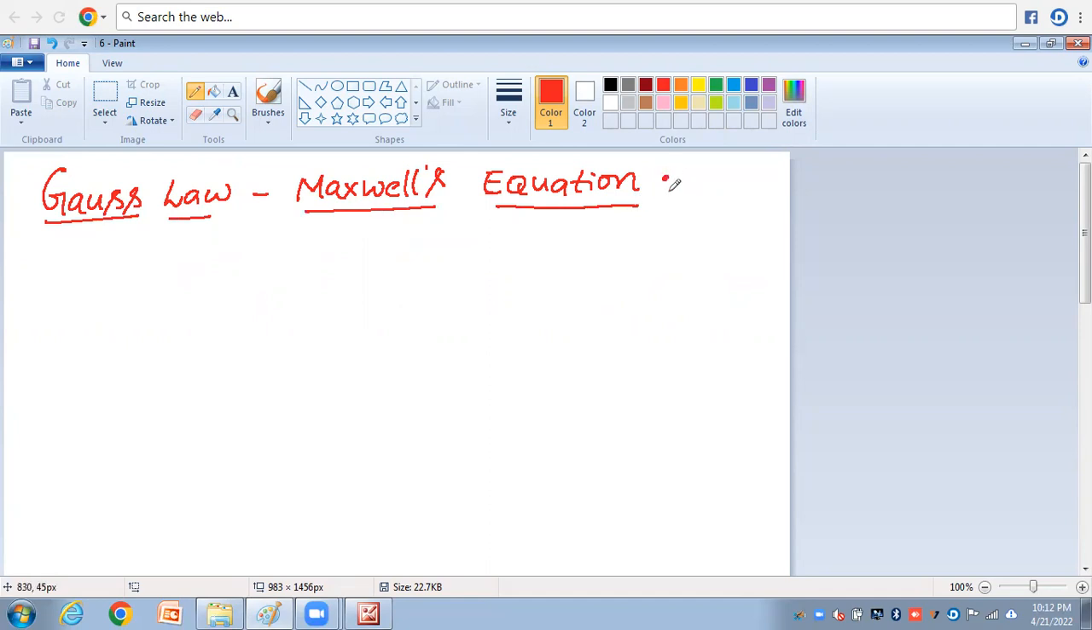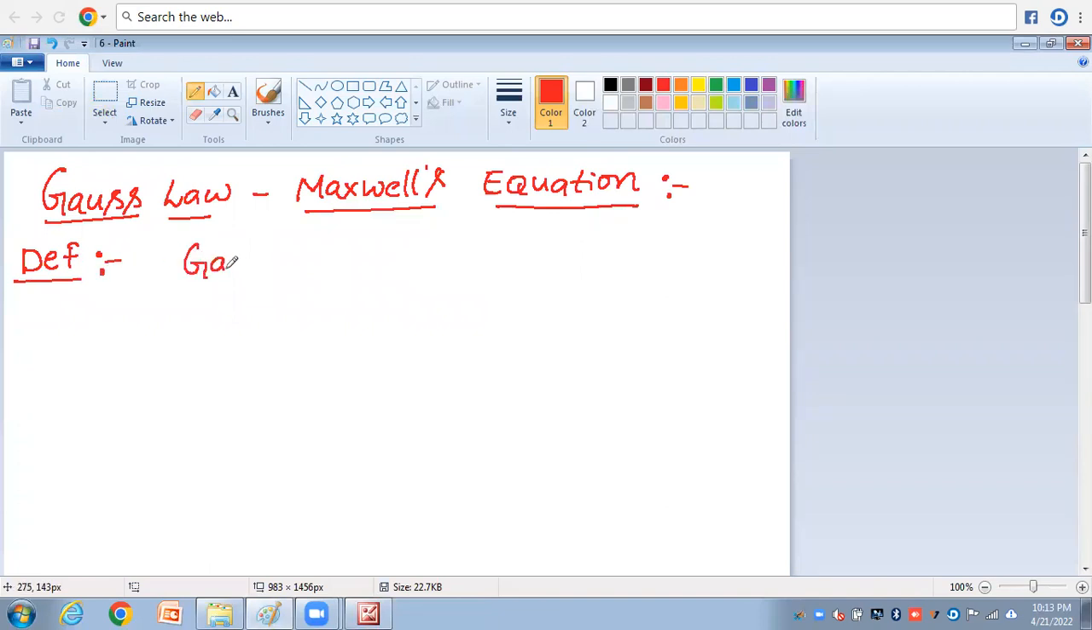This Gauss law constitutes one of the fundamental laws of electromagnetism. Let us start with the definition of this Gauss law.